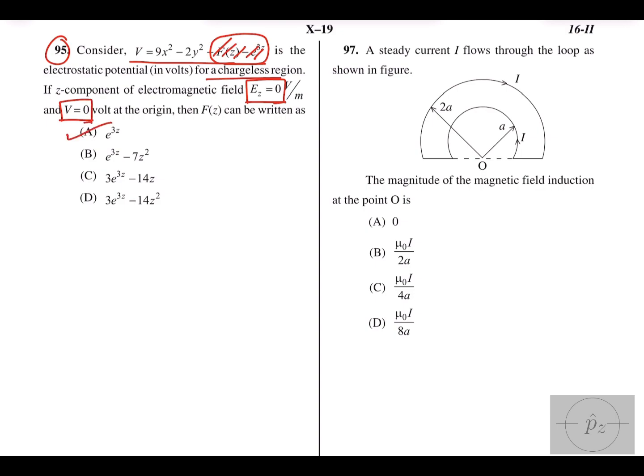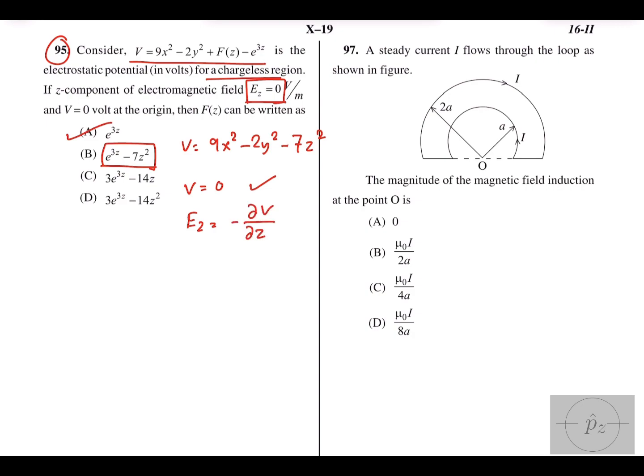Now let us look at the second option. If fz is equal to this, then V would be 9x squared minus 2y squared minus 7z squared. So V is also 0 at the origin, and Ez, which is given by minus dV by dz, is also 0 at the origin. So options A and B both could be the answers.